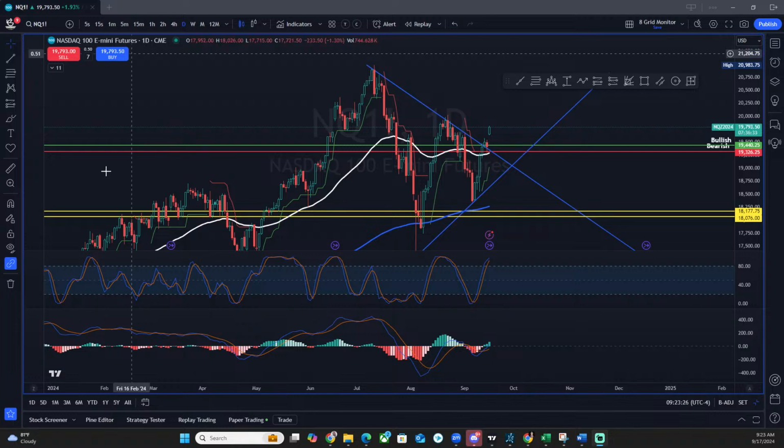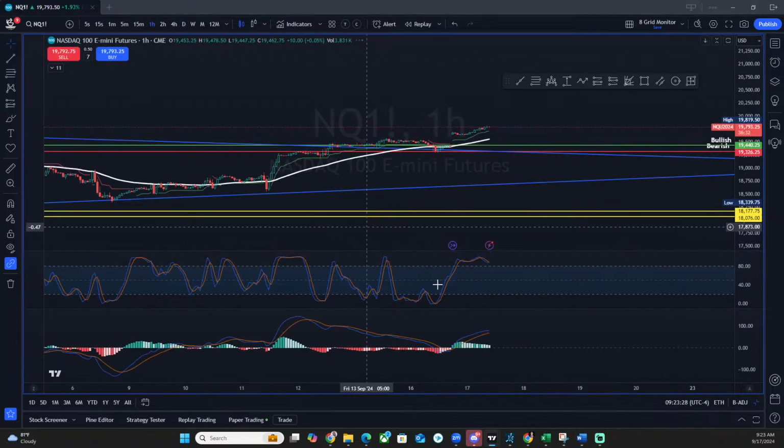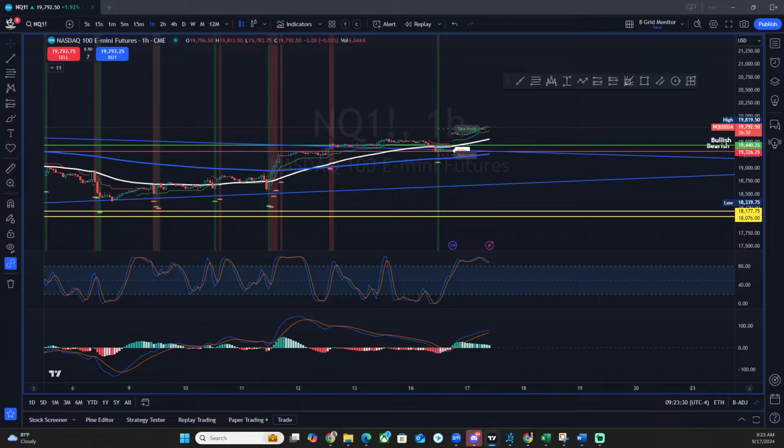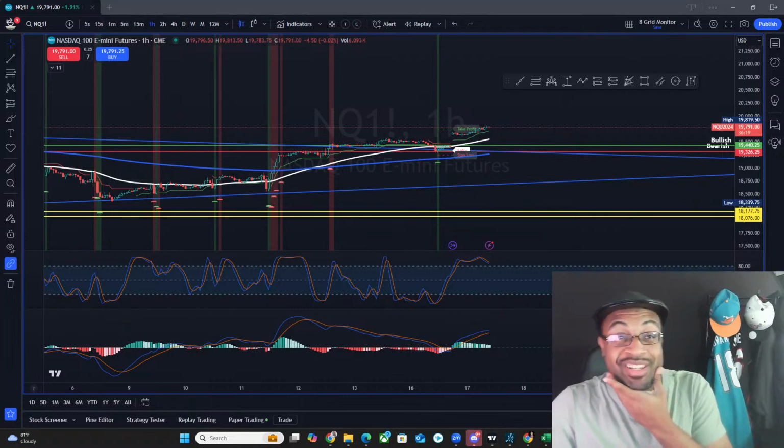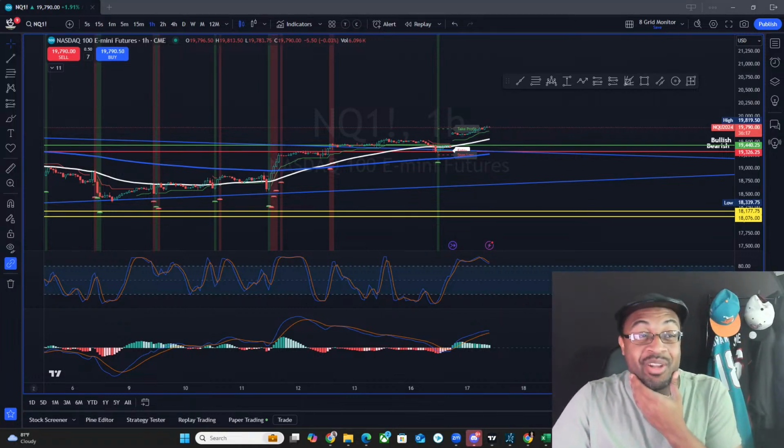If we go ahead and look at the 1 hour, you can see we're very overheated, and if there's anything, it looks like a bearish divergence. But again, this is contract expiration. We're in quad witching. A lot of things can happen with quad witching. I don't want you to just jump to conclusions.